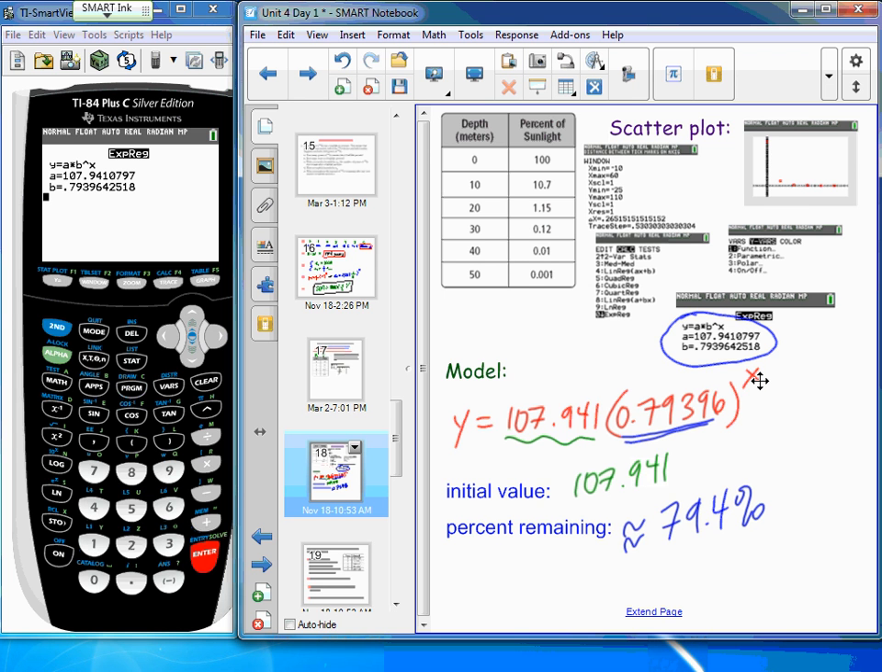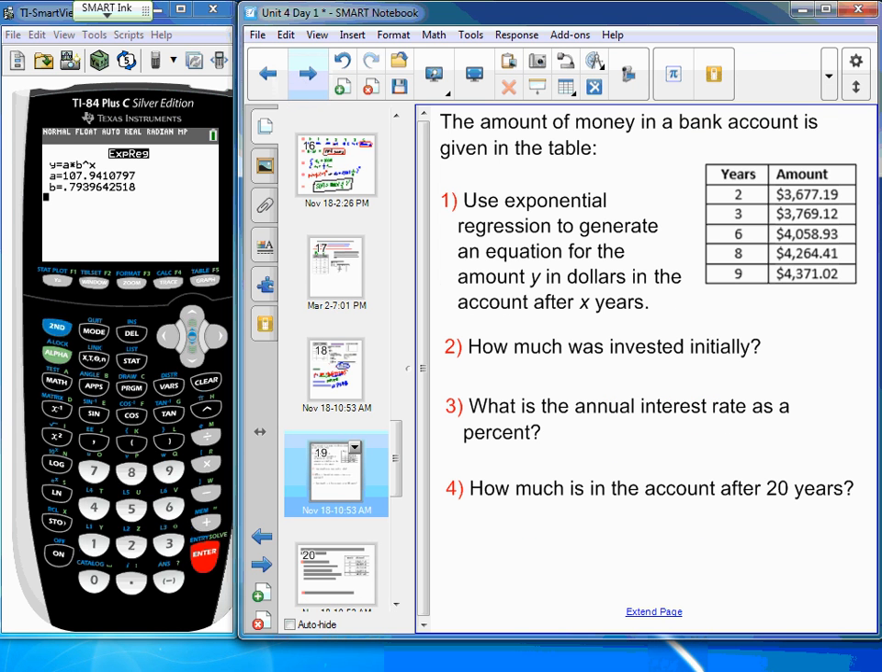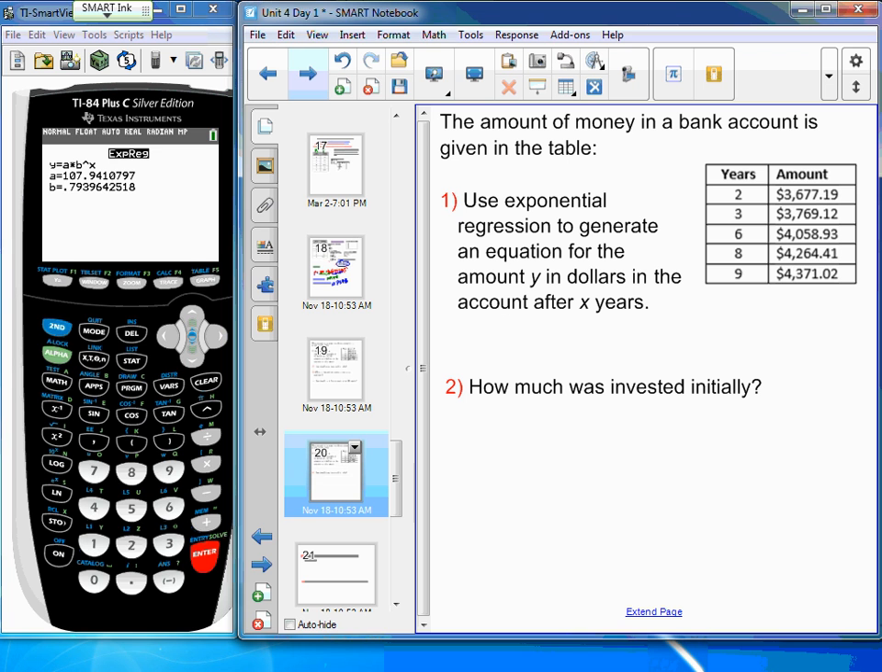Okay, let's do one more model and then we'll do closure. Because of our 2-hour release, we're almost done. So let's go ahead and use exponential regression to generate one more equation for the amount y of an investment after x years and answer these questions, and I'll round out our discussion today. So everybody, let's go ahead and do the same thing to practice.